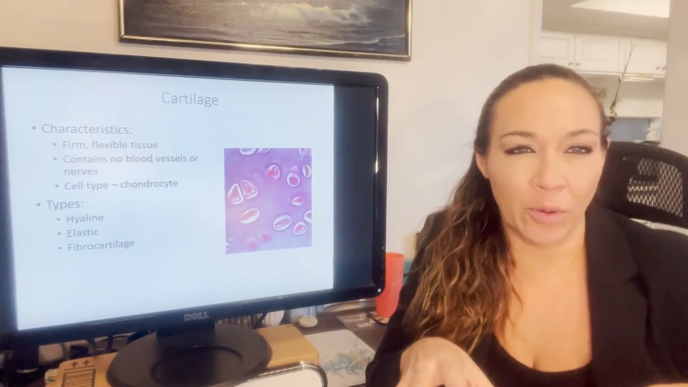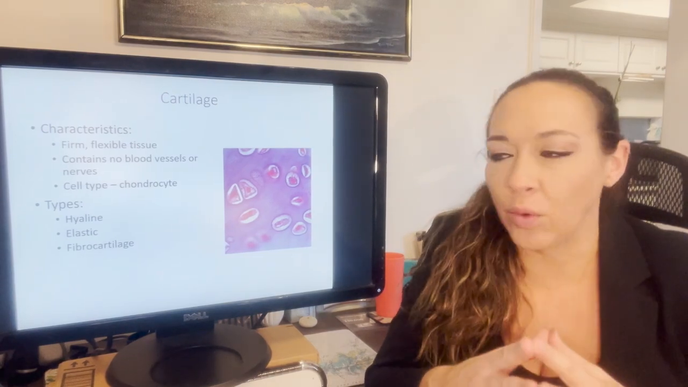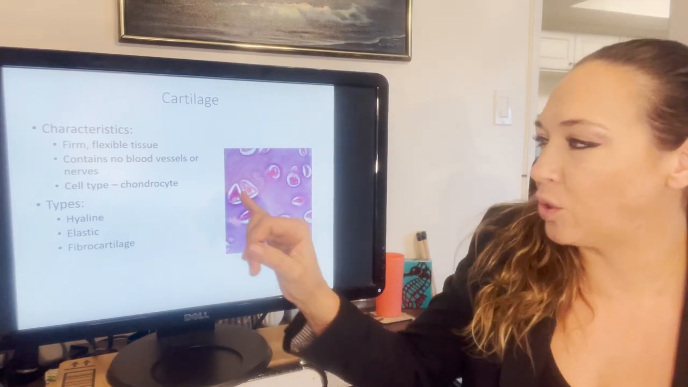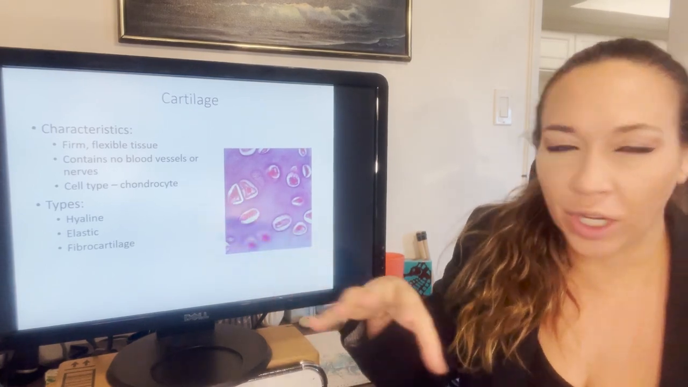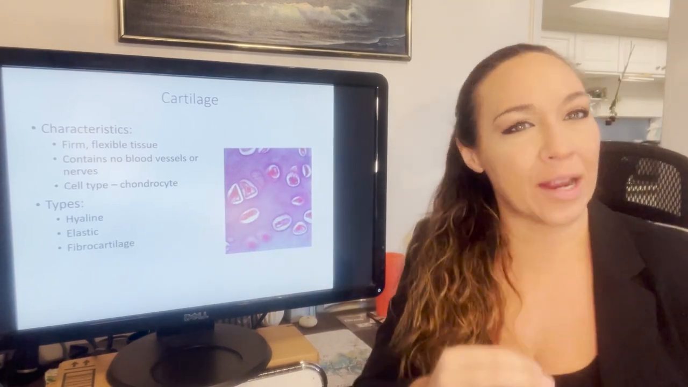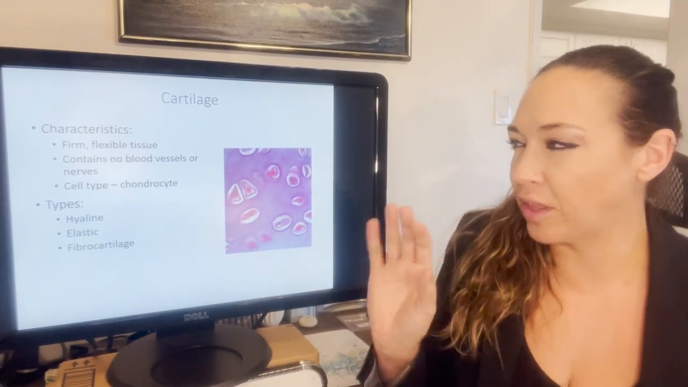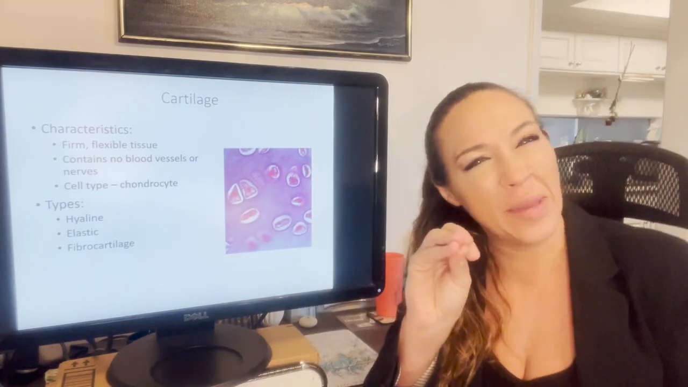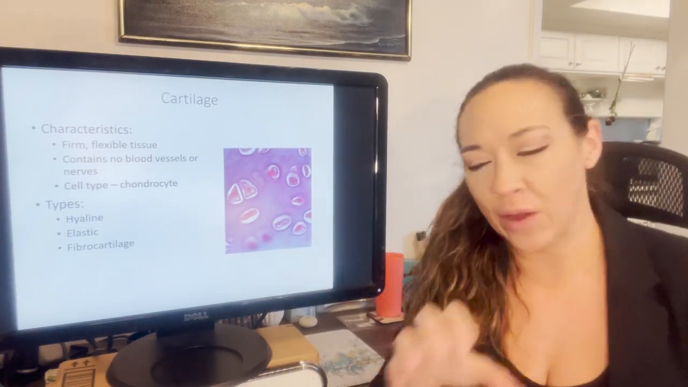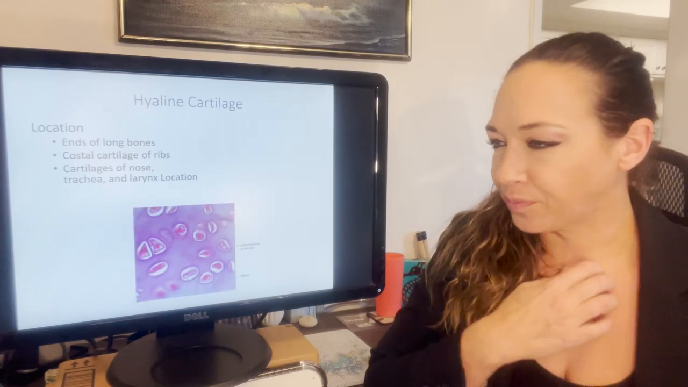The cell type that we're going to be talking about for cartilage is always going to be known as a chondrocyte, and that's what you can see right here. There are going to be slightly different shapes, but they're really recognizable. So make sure as soon as you see something that looks just like this, almost like a little bean shape with some space around it, that's going to be your chondrocyte.